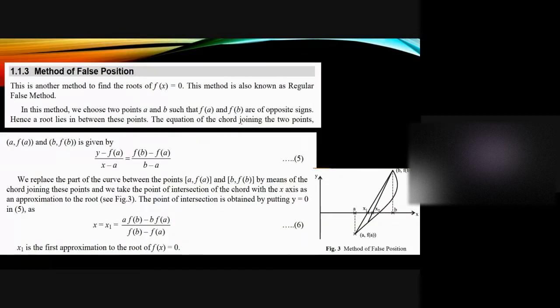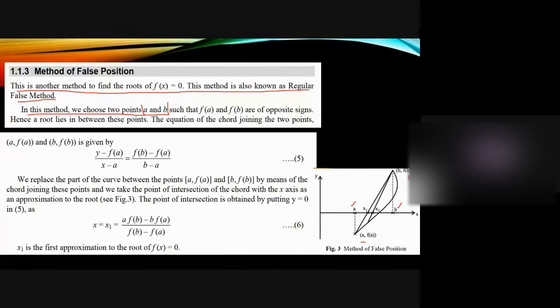Coming back to theory, this is another method to find the roots of f(x) = 0. This method is also known as the regula falsi method. In this method, we choose 2 points a and b, such that f(a) and f(b) are of opposite sign. We have f(a) as negative, f(b) as positive. Hence, the root lies between these points.